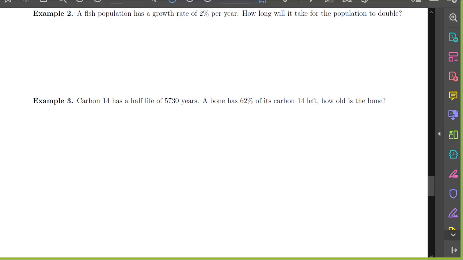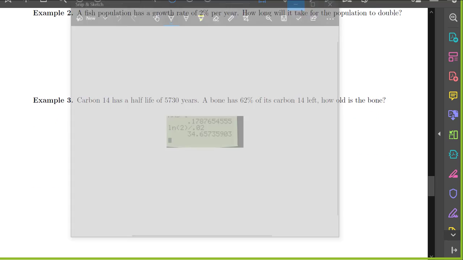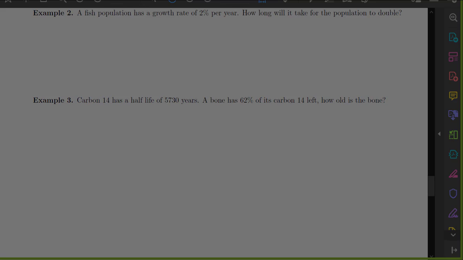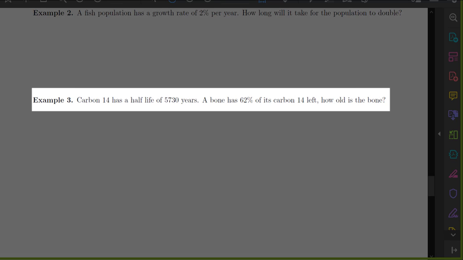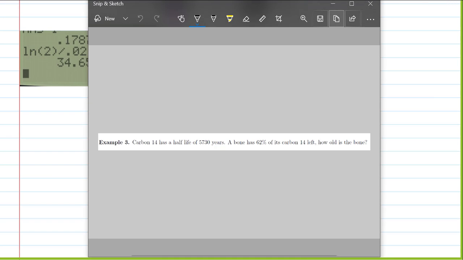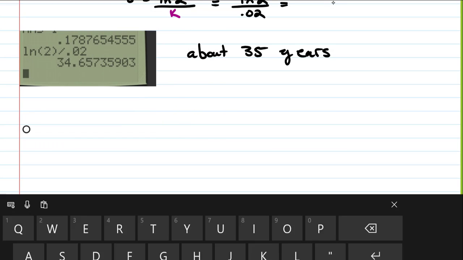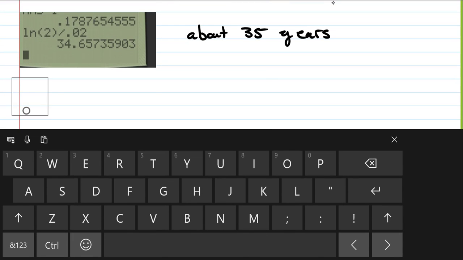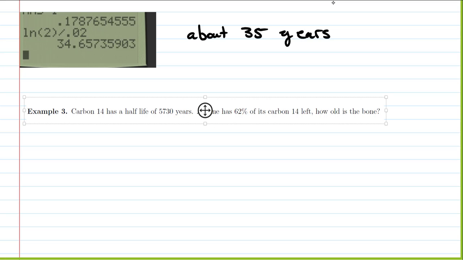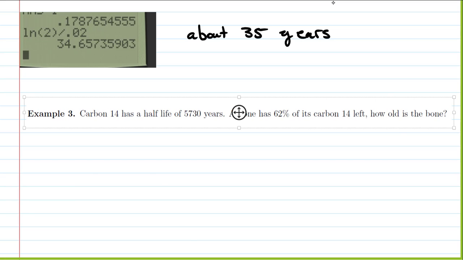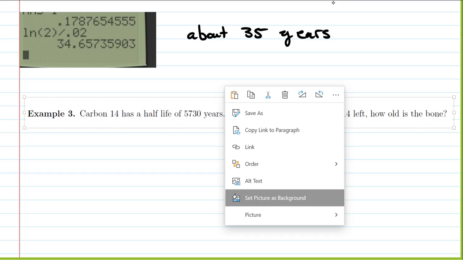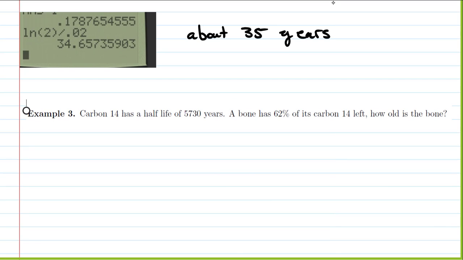All right, the next thing we want to talk about is instead of things growing, they can also get smaller, which is what we are going to refer to as exponential decay. So in example 3, we have that carbon-14 has a half-life of 5,730 years, and a bone has 62% of its carbon-14 left. How old is the bone?